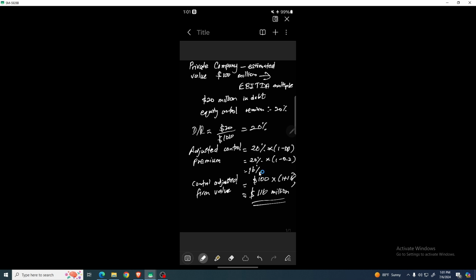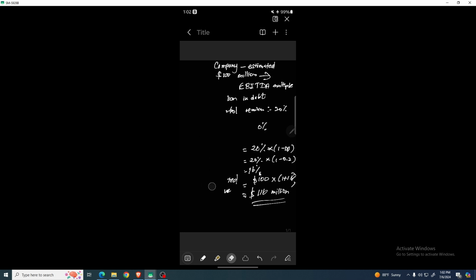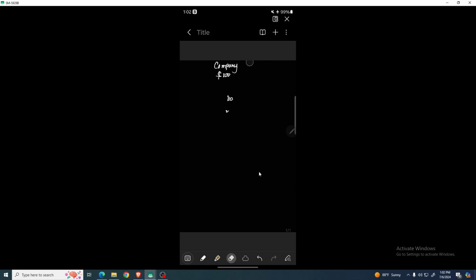We identified the firm value, estimated by the EBITDA multiple. We identified the debt to equity ratio, which is 20%. And then we have calculated the adjusted control premium, which is 16%. So now you can see with the incorporation of the debt ratio, it has reduced from 20% to 16%. And finally, using this adjusted control premium, we have calculated the control adjusted firm value, which is 116 million. So you can see based on the approach you are going to take under the guideline public method, the final control adjusted firm value is going to differ. So hope you had a substantial understanding about that, and I encourage you to read more on this, try your own examples and see how numerically this is going to be worked out.